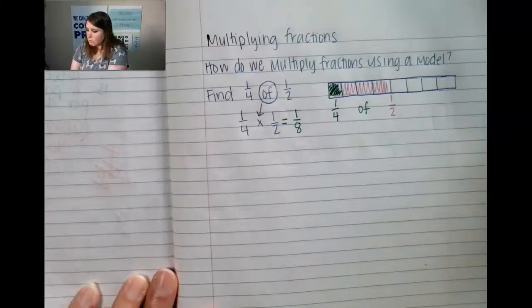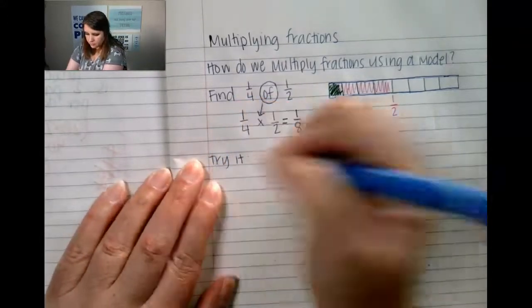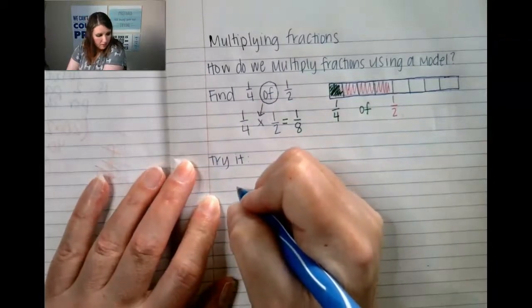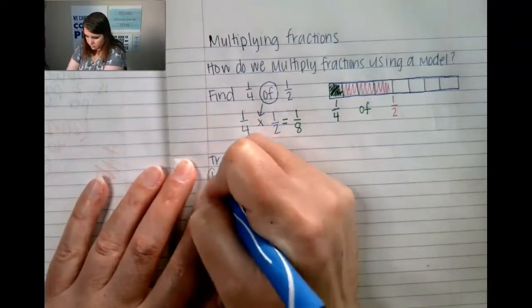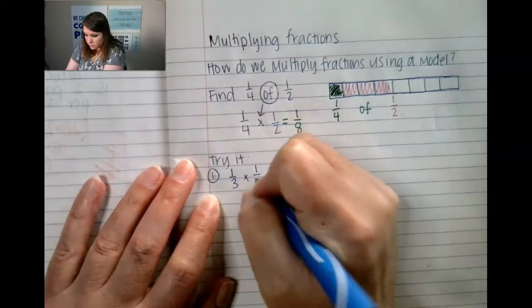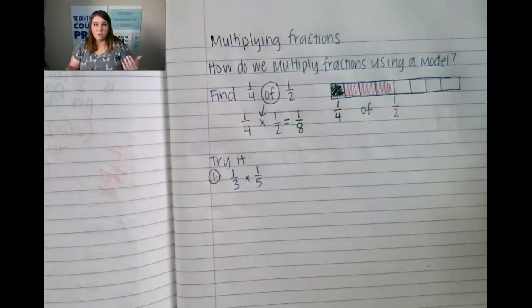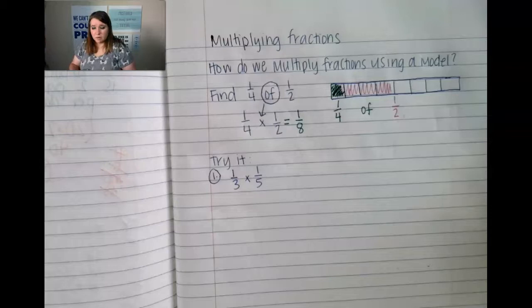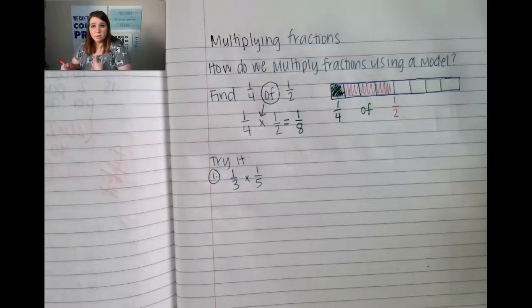So if I needed to do another try it, I'm going to have you do this try it: 1/3 times 1/5. Just tell me what you would be looking for. If you want to draw the model, you can. Otherwise, just tell me what you're going to be looking for. What's the "of"? What piece are you going to be looking for? You can go ahead and pause the video right now.